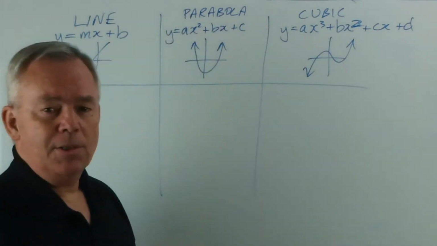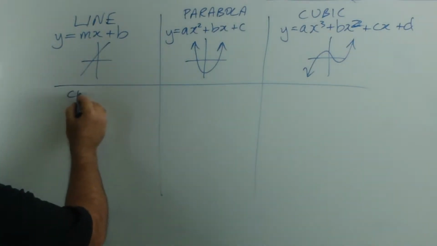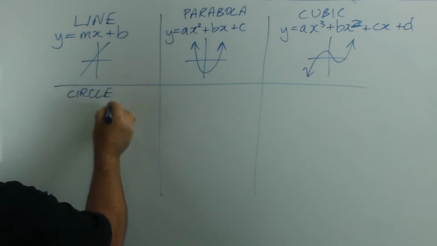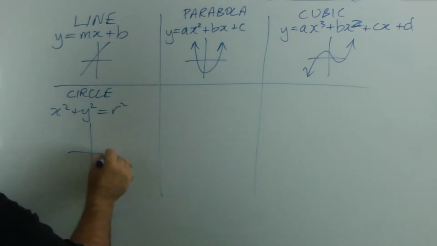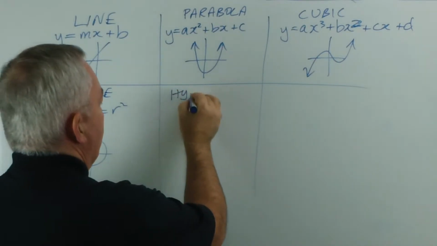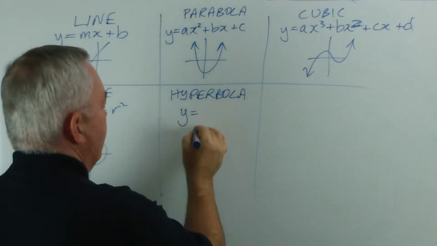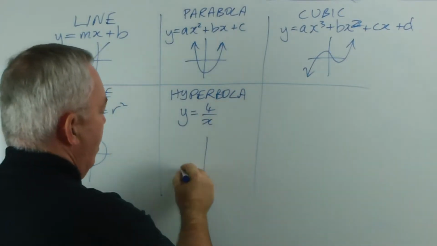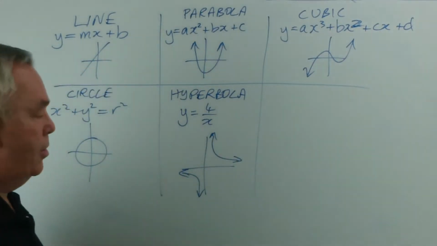These first 3 equations they know are called polynomials. The next 3 aren't. They need to understand how to draw circles and how to create equations for circles. The equation is x squared plus y squared equals r squared. I'll just draw a little representative circle. The next one they've got to know is a hyperbola. I'll write a very simple one, y equals 4 over x, and I'll represent it. These are very quick sketches. A hyperbola looks a bit like that.